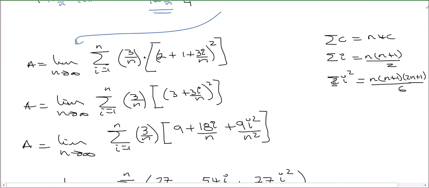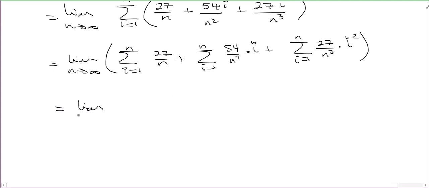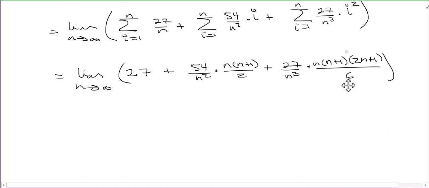So it's n times c. So n times 27 over n is just going to be 27. So I'm going to have the limit as n goes to infinity. I am not taking the limit yet, right? So I'm just evaluating the summation. So this is just going to be 27 plus, and then this is my constant, 54 over n squared, and then times the summation of the i's. So that's n times n plus 1 over 2 plus 27 over n cubed is my constant, and then the summation of i squared is n times n plus 1 times 2n plus 1 over 6. When you use this in math, you just tend to memorize them.